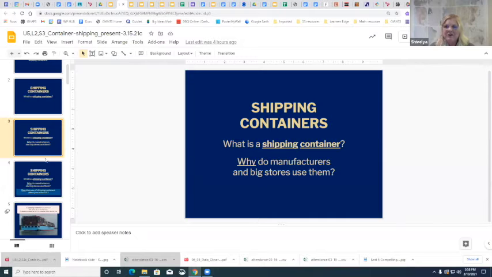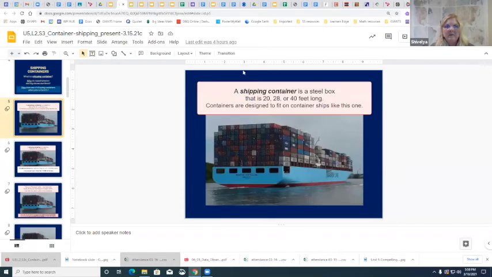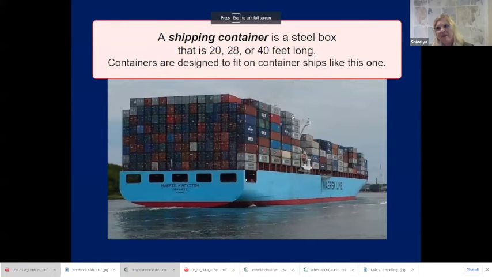So we're going to look at shipping containers and why manufacturers and big stores use them. Let me just go through this, and then we'll go through the math on this. This is a really good example of shipping containers. They're basically the big box part of a semi.